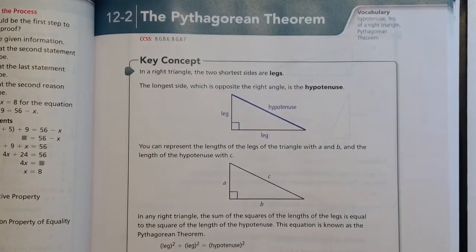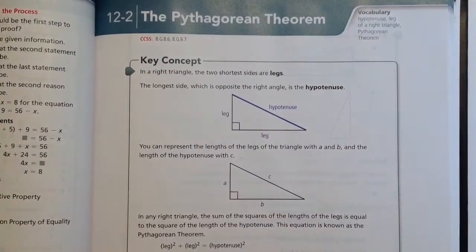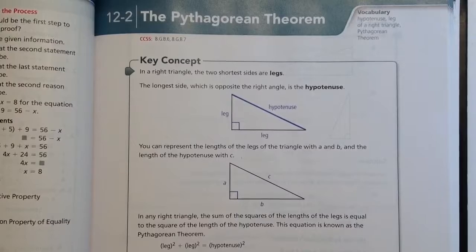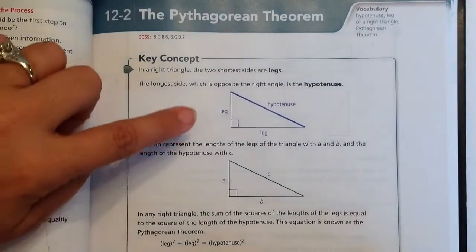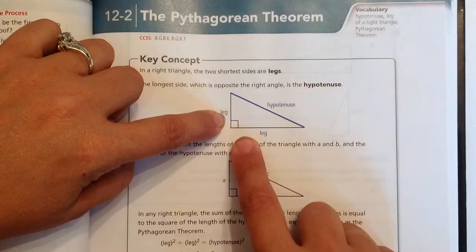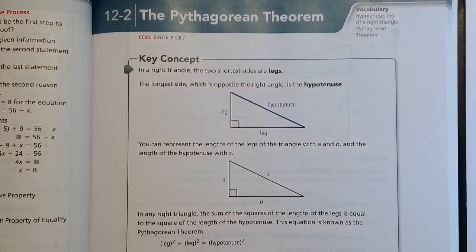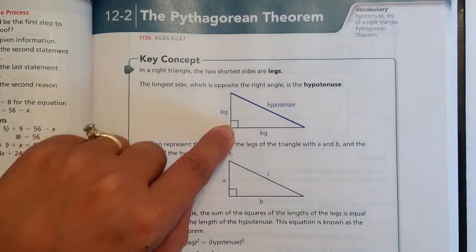Lesson 12.2 is the Pythagorean theorem, and we're going to learn what the hypotenuse is, the legs of a right triangle, and what the Pythagorean theorem means. In a right triangle, the two shortest sides are the legs. So this side and this side are the shortest two sides here, and they are the legs. And the legs are always adjacent to the right angle, so they touch the side of the triangle that's the right angle.